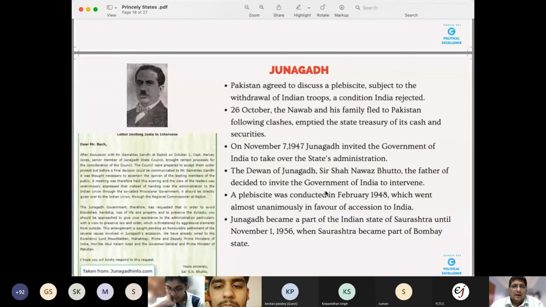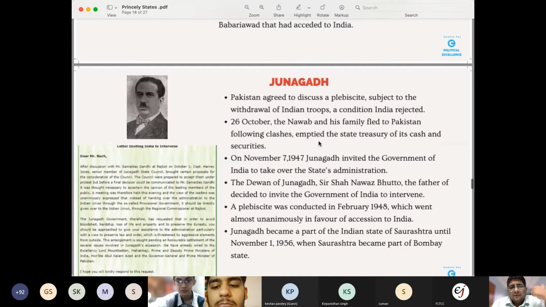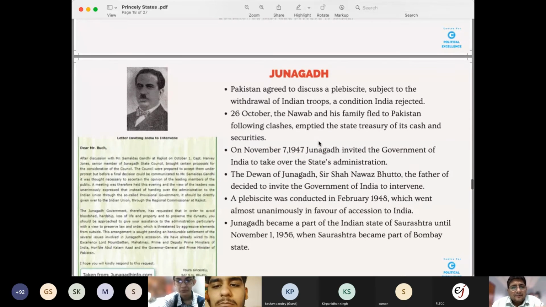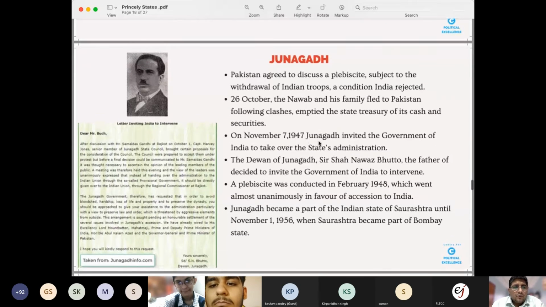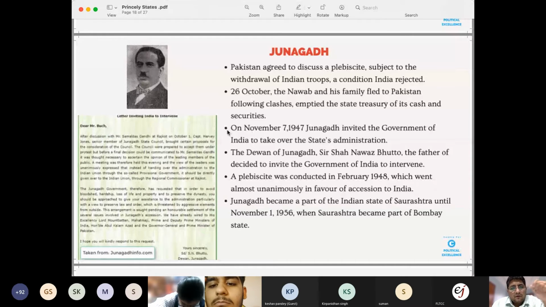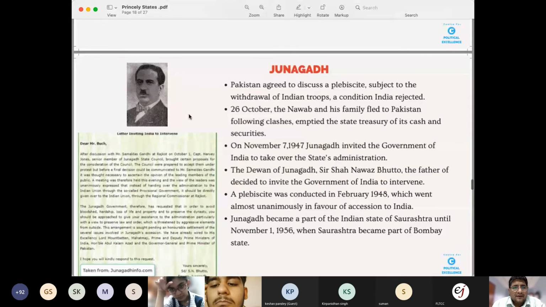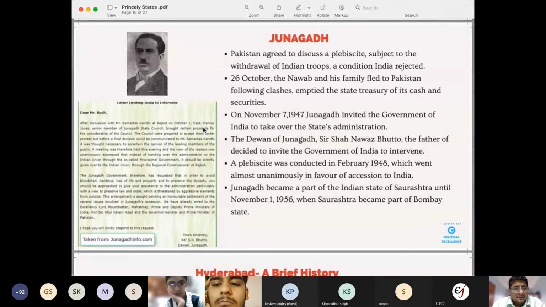Now, coming back, when the Nawab of Junagad said that we are acceding to India, people started revolting against him, and this Diwan of Junagad, Sir Shah Nawaz Bhutto, decided to write a letter to the commissioner of the Rajkot, Mr. Butch. You can see on the screen also that letter that I have taken from this website called junagadinfo.com.